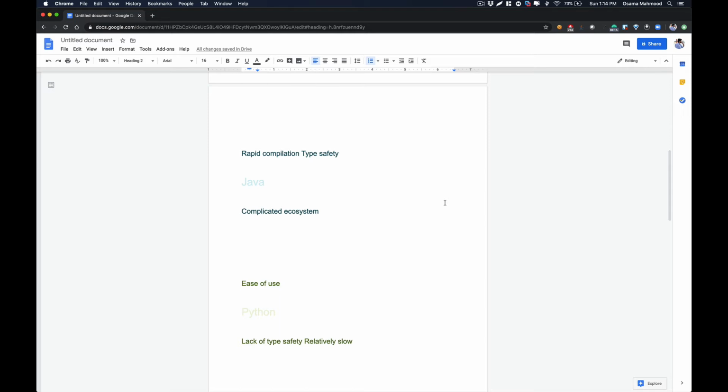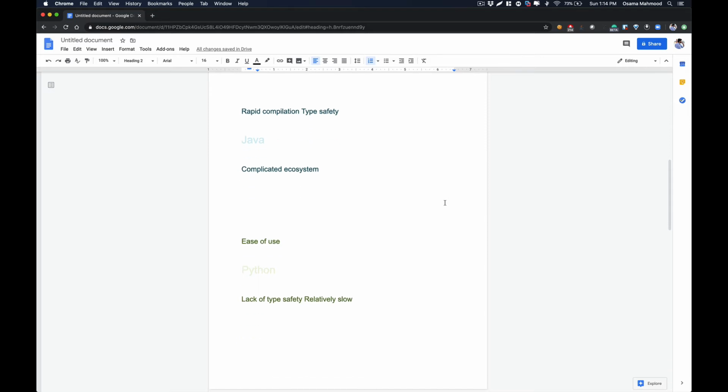And Python is known to be relatively easy to use, but it lacks type safety. That means that if the application is going to be running for a long time, it is very hard to maintain that application because of the lack of type safety.